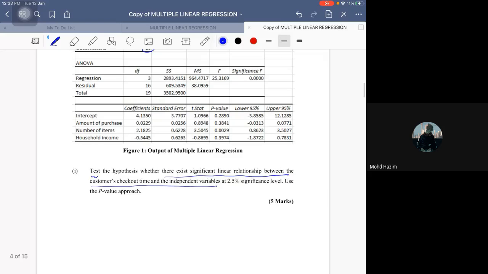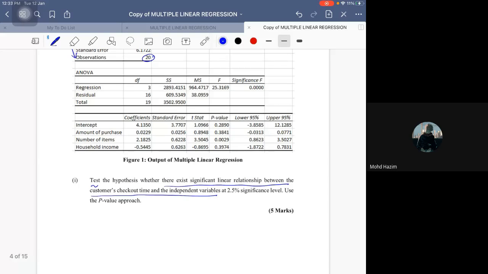Okay, so here we want to test whether or not there is a relationship between the dependent and the independent variable. So there is only one place for you to check that, only one p-value. For the multiple linear regression, it's going to be over here, on the ANOVA table. This one is written as significance F, but basically this is going to be our p-value.